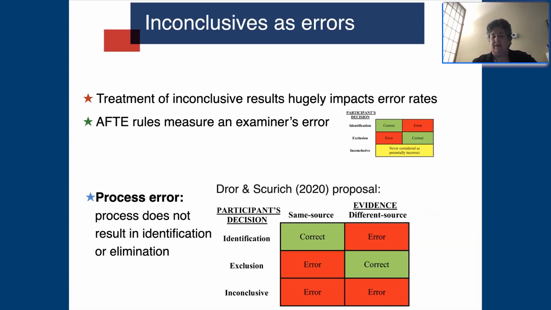So this is what we're left with in terms of the confusion matrix. And you can see that for the process, any kind of inconclusive is considered an error because it did not result in either an identification or an exclusion. So this is, again, the other side of the scale. Everything is an error. So all inconclusive results are considered an error.